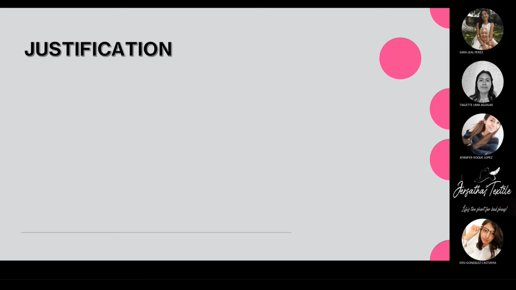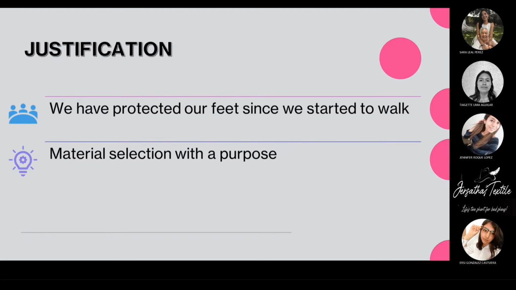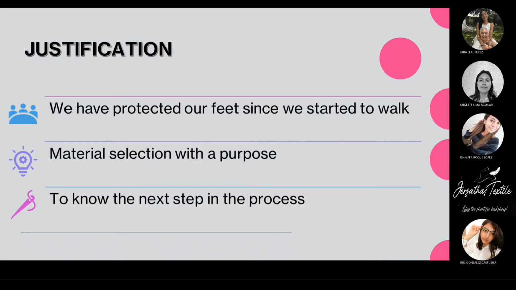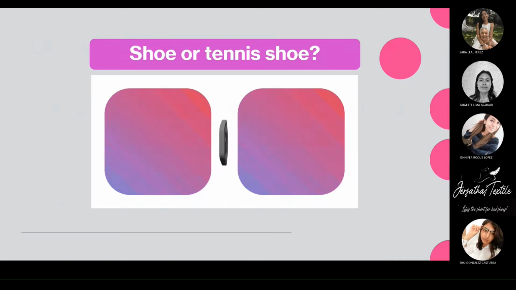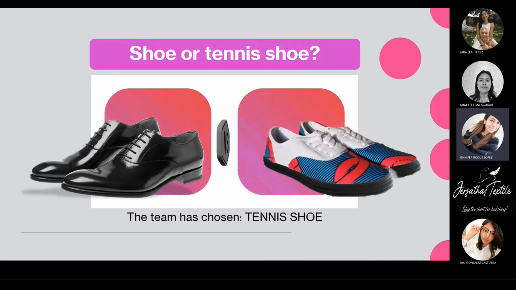And here we have the reasons that explain the justification of our project, which we will further talk about throughout the slides. First, we have protected our feet since we started to walk. Thus, the material selection has to have a purpose, and we also have to know the flow of the process. Shoe or tennis shoe? We chose a tennis shoe instead of a formal shoe, as it seemed a much more interesting option. And as a team, we had several ideas of what we wanted to do with this choice.